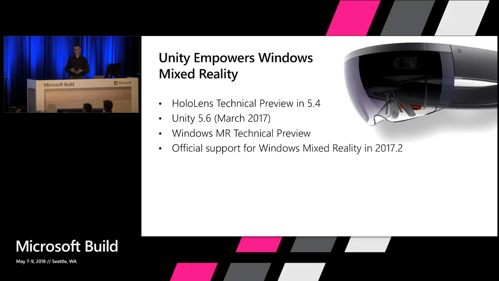And Unity has been there from the beginning with Windows Mixed Reality. We started 2 years ago adding support for HoloLens early in development, and we had something called a HoloLens technical preview, which was available to early developers. And we did the same thing with Windows Mixed Reality. We've been supporting HoloLens officially since 2016, and we added official support into the Unity mainline for Windows Mixed Reality on desktop last year.